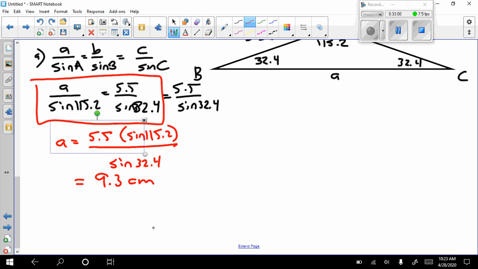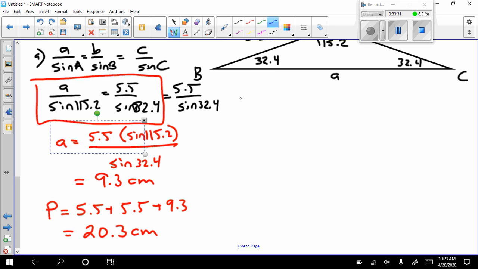And so now I can get the perimeter, which is 5.5 plus 5.5 plus 9.3. And when you do that, you get 20.3 centimeters.